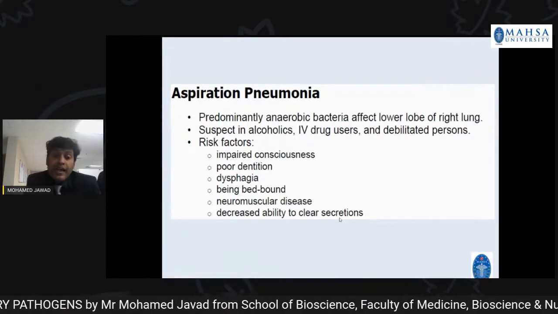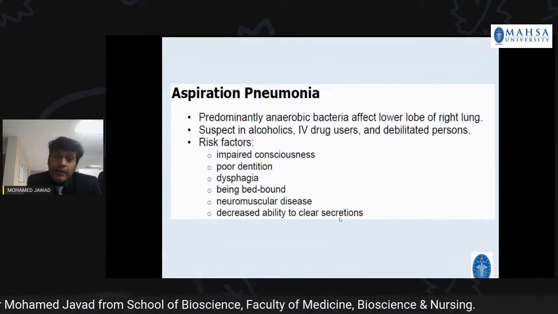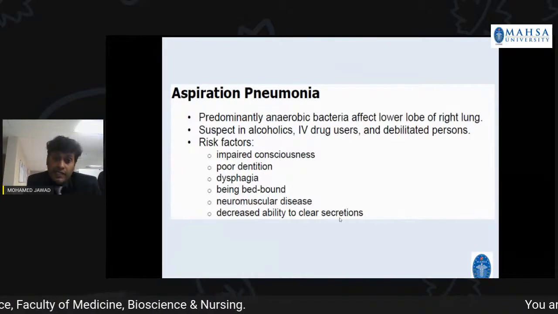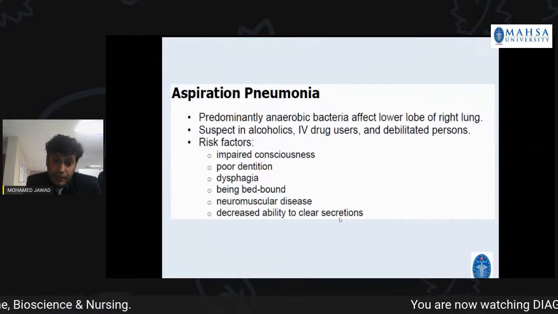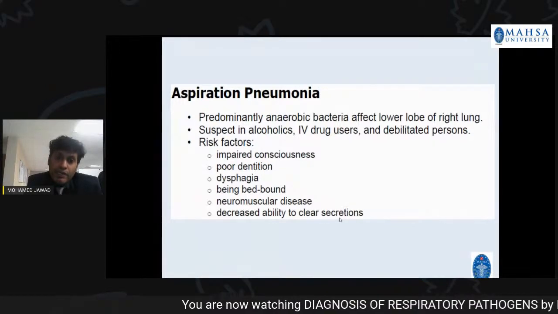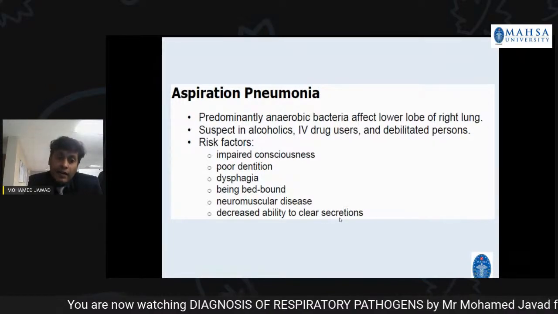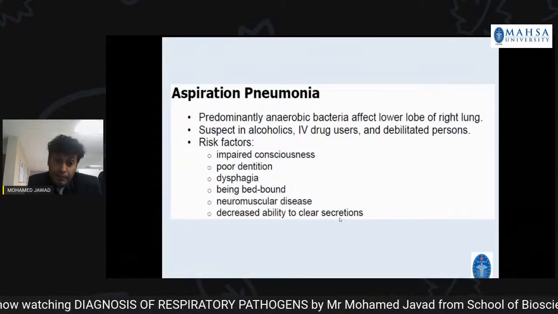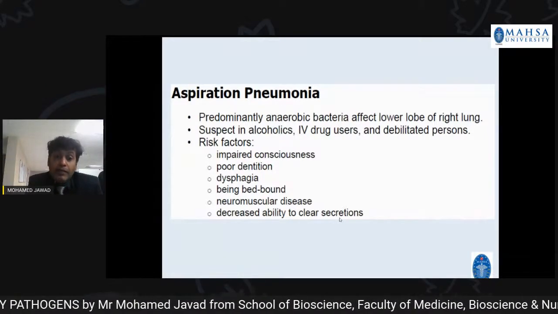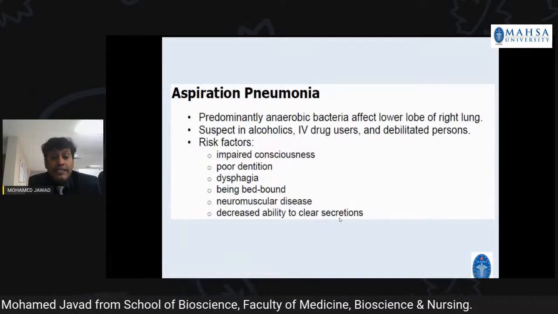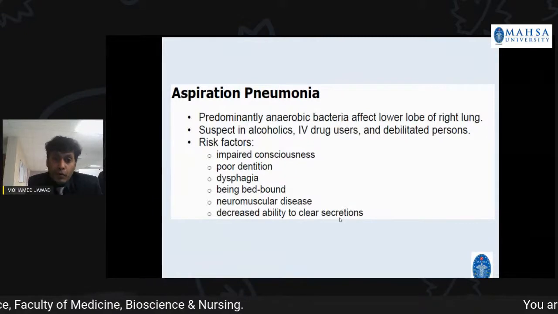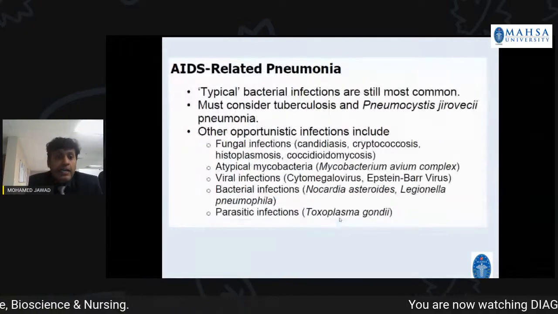So the material will enter their lungs accidentally. These aspiration pneumonia cases are usually seen mainly in patients with impaired consciousness, dysphagia, bedbound patients, and any neuromuscular diseases. These kinds of people are more prone to get these kinds of infections.